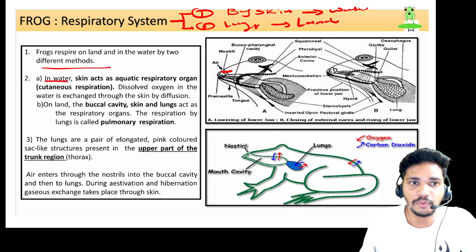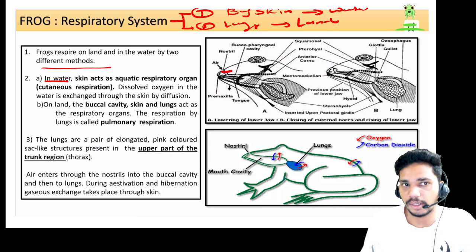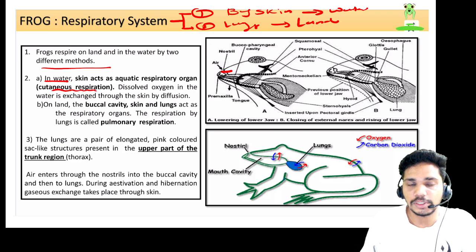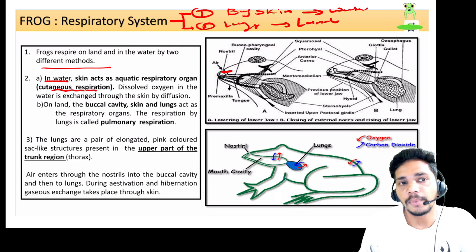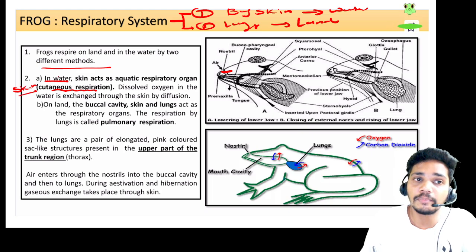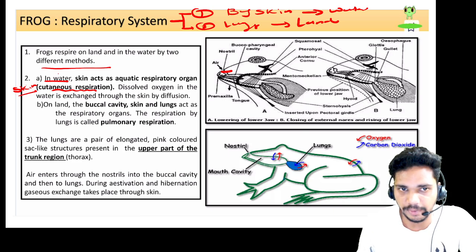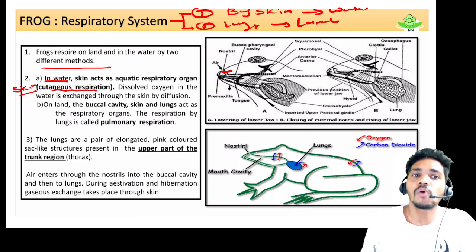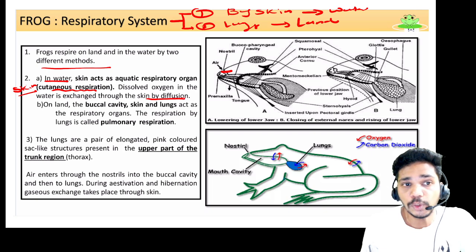The first one, in water, the skin acts as an aquatic respiratory organ. That's called cutaneous respiration. So the moment we hear about cutaneous respiration, that is performed by the skin. At that time, where will the frog be? The frog will be in water. Dissolved oxygen in the water is exchanged through the skin by the diffusion method.